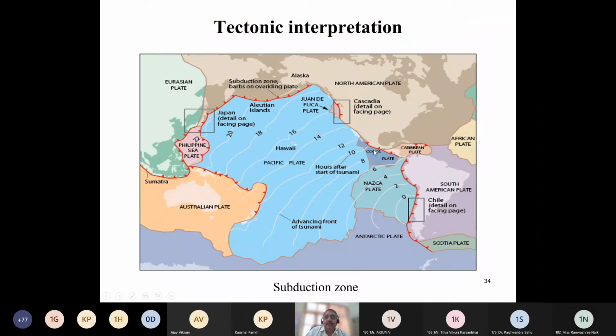This is South America. This is Chile. And due to this 9.5 magnitude earthquake here, tsunamis were generated. So tsunami movement is shown in hours after the start of the tsunami. So for example, this is 10 hours, 12 and so on. It reached Hawaii in 16 hours. Then after 20 hours, the tsunamis reached even Japan, Philippines, and so on.